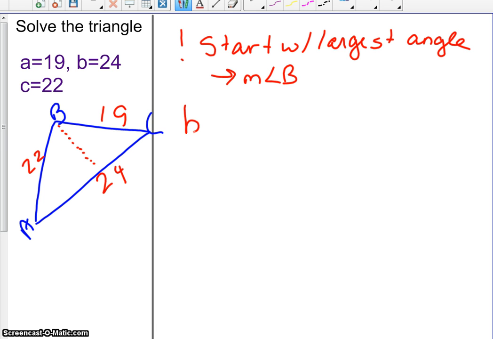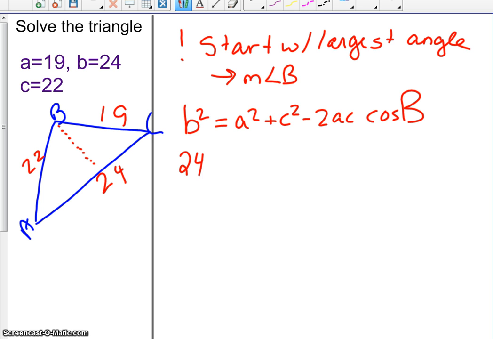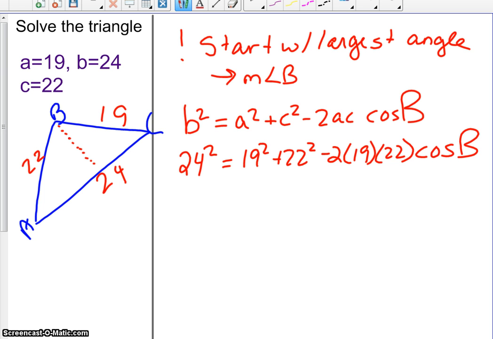So that means b squared is equal to a squared plus c squared minus 2ac cosine of that angle B. Here, my b squared is 24 squared. My a squared is 19 squared. I'm adding the 22 squared. I'm subtracting 2 times the 19 times the 22, and then multiplying it by the cosine of my b.